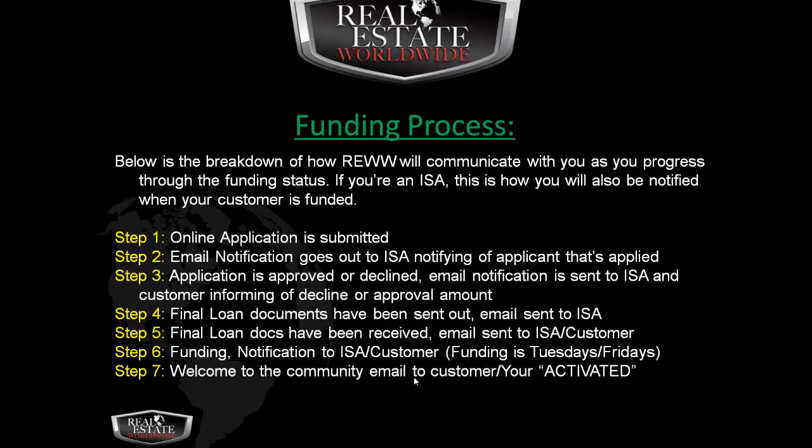So the funding process in a nutshell is 7 steps. I'm not going to dive into the 7 steps. All you need to know is that you get your online application submitted, and everybody in the process is going to be notified. Your affiliate, whoever sent you to this application, is going to be notified. You're going to be notified. Funding at reww.com is going to be notified. And throughout the process, there are going to be notifications going out to everybody.